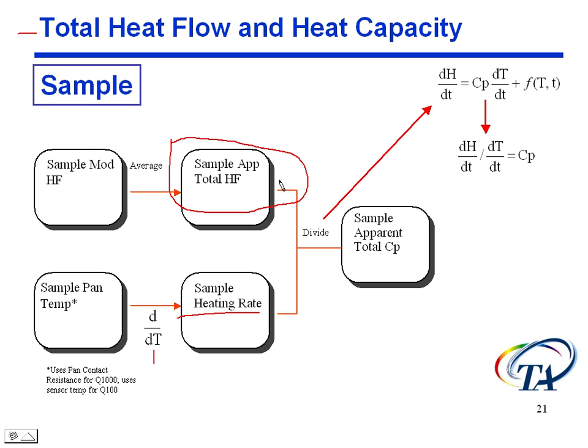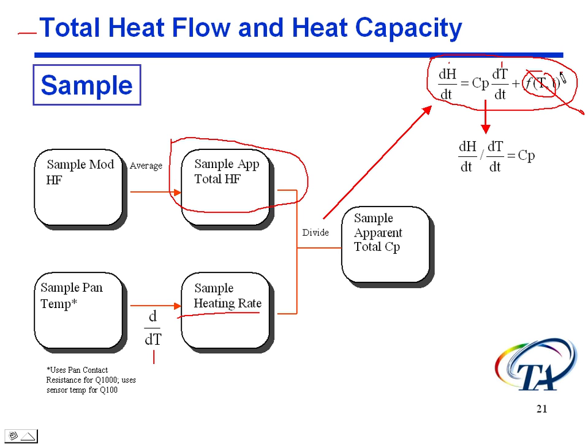We divide heating rate into heat flow to get our sample apparent heat capacity. Now why can we do this? Let's look at our original equation that we showed earlier. We're going to refer to this several times today. So here's our heat flow: heat capacity times heating rate plus kinetic, right?